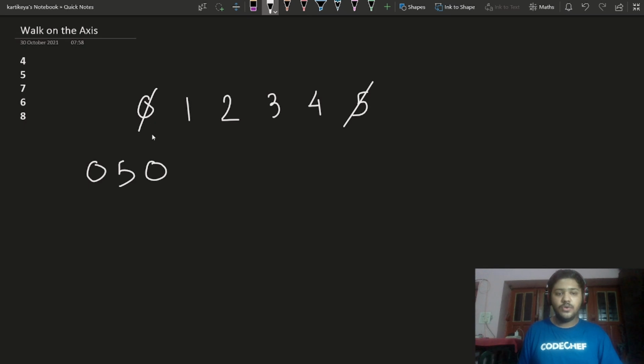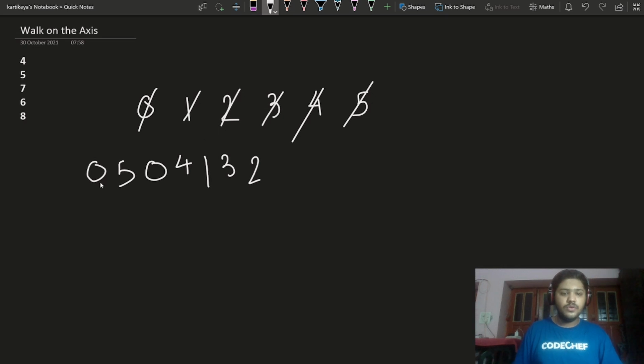After this, I would go to the rightmost point again, which is 4. I would turn it off. After this, I would go to the leftmost point, which is 1. I would turn it off. After this, I would go to the rightmost point, which is 3. I would turn it off. After this, I would go to the leftmost point, which is 2. And I would turn it off.